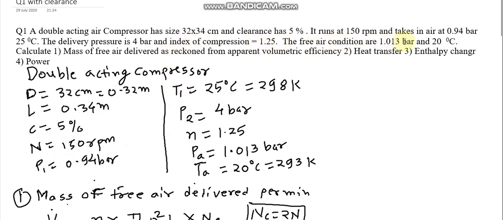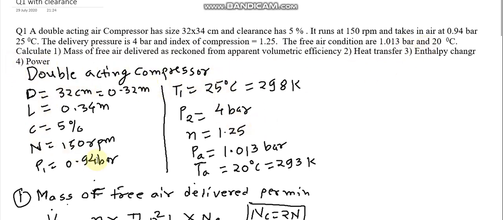The free air conditions are also given: PA is 1.013 bar and TA is 20 degrees centigrade, which is 293 Kelvin. Calculate the mass of free air delivered as reckoned from apparent volumetric efficiency. First, we have to find out the mass of air delivered, the heat transfer, the enthalpy change, and the power.